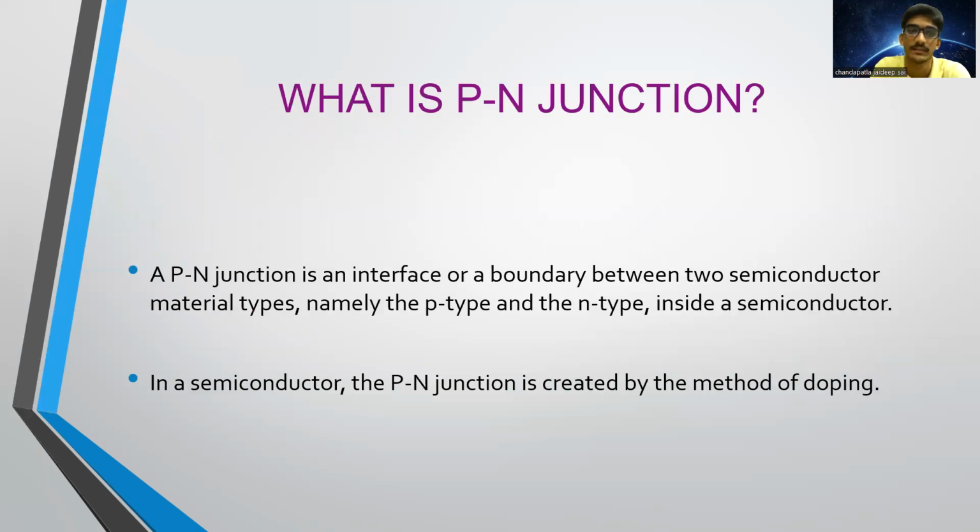What is a p-n junction? A p-n junction is an interface or a boundary between two semiconductor materials, namely the p-type and the n-type, inside a semiconductor. Inside the semiconductor, the p-n junction is created by the method of doping. So the p-n junction is formed between the p-type semiconductor and n-type semiconductor. These are two different types of semiconductors which are doped by the method of doping to form a p-n junction.